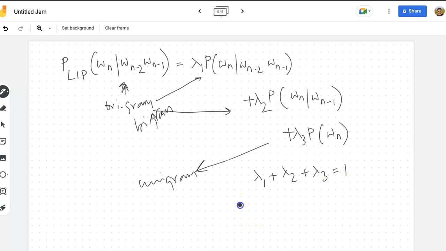In general, if there are n such lambdas, then the summation of lambda i should be 1. As it is a trigram probability, we start with trigram and end with unigram, and we have just 3 lambdas. But if you go with higher order grams, then we will have multiple such lambdas. The only constraint is that the summation of those lambdas will be 1. Okay, so this is just a recap.